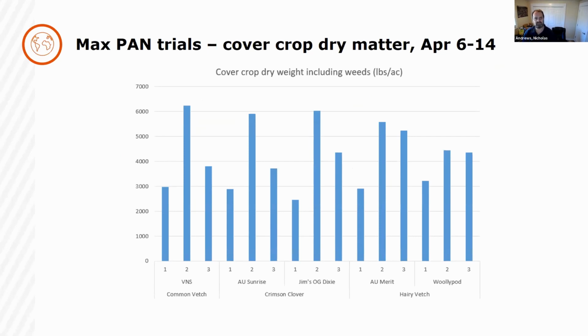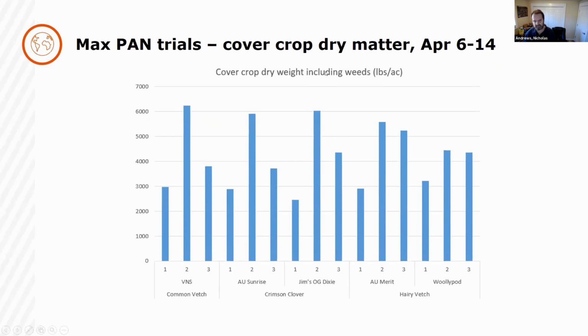So here's the results of the maximum PAN study. These are all legumes, of course: five varieties, common vetch VNS, two varieties of crimson clover. This is Jim Bronick's crimson clover. All the farmers in this study use that. And AU Merit hairy vetch and woolly pod hairy vetch. So this is total dry weight, including the weeds.